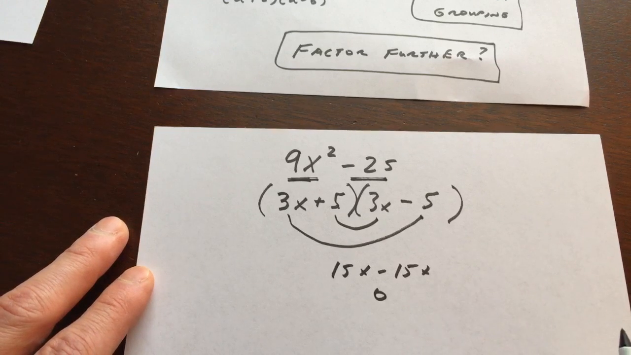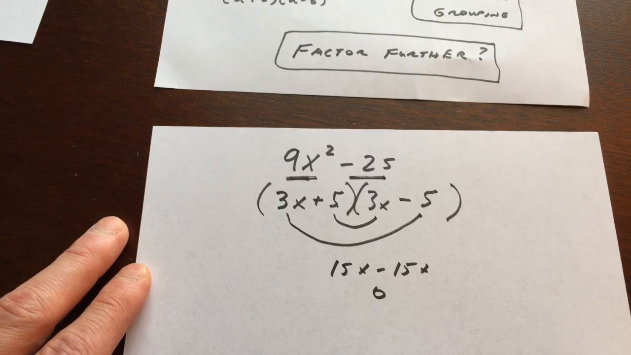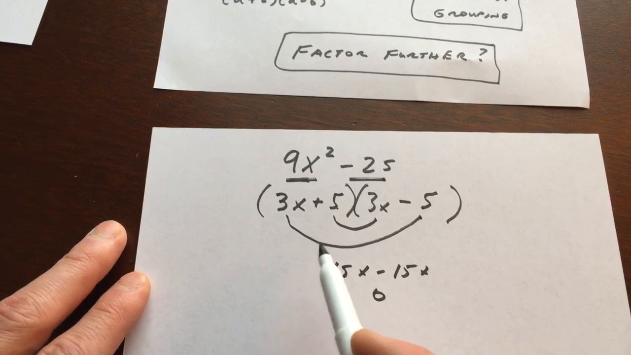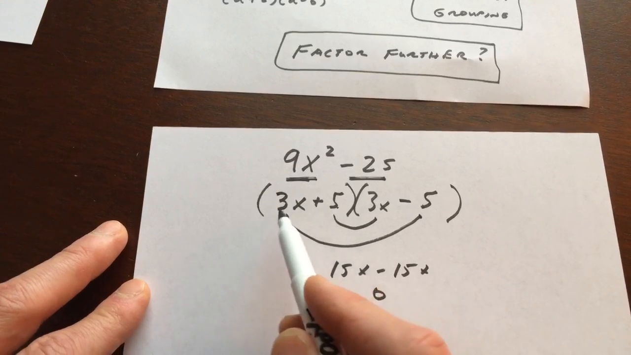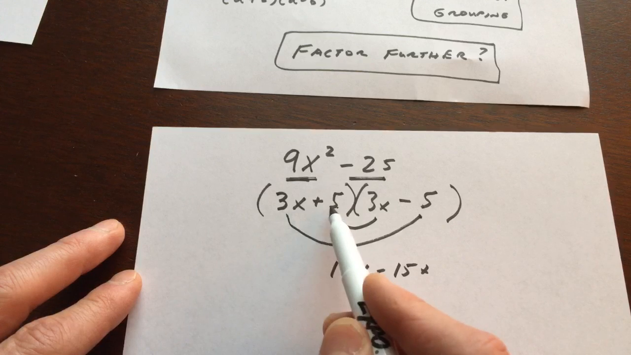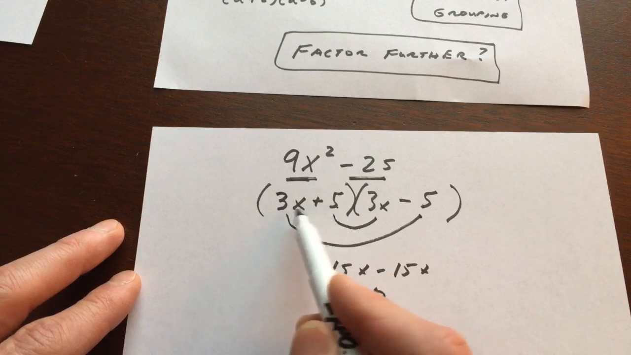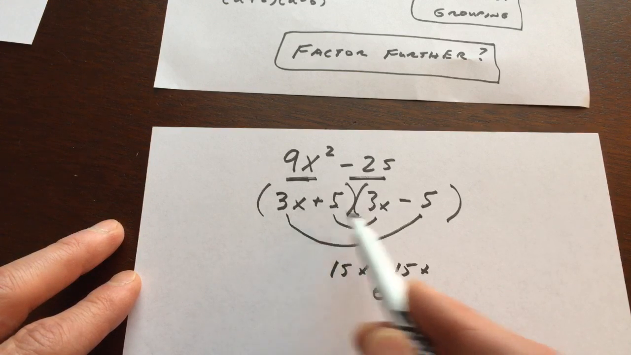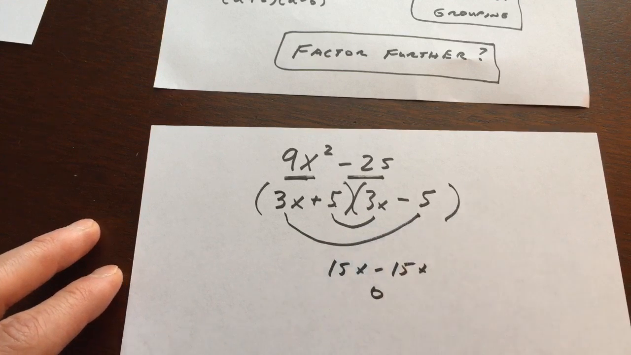But remember with factoring, you always want to ask yourself, can you factor it further? Well, in this case, it looks like there's nothing else that we can do. We've got a binomial and a binomial, but this is not a sum of 2 cubes. It's not a difference of 2 cubes. It's not a difference of 2 squares. Same thing with this one. That's as far as we can go.